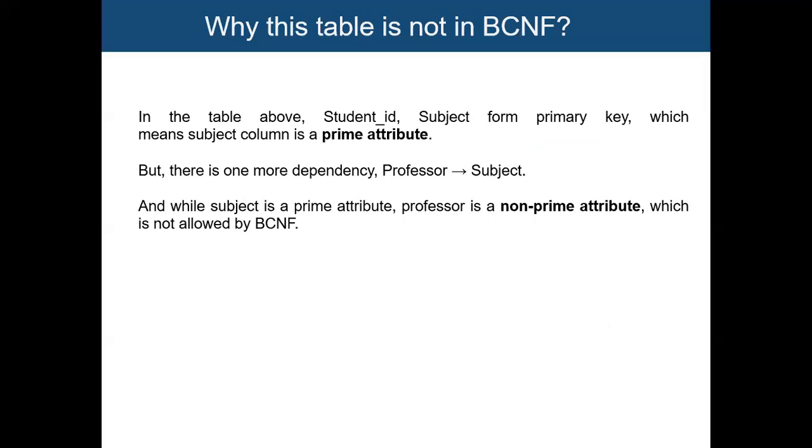Why is this table not in BCNF? In the student enrollment table, student ID and subject form a primary key, which means the subject column is a prime attribute, but there is one more dependency, professor arrow subject. And while subject is a prime attribute, professor is a non-prime attribute, which is not allowed in BCNF.